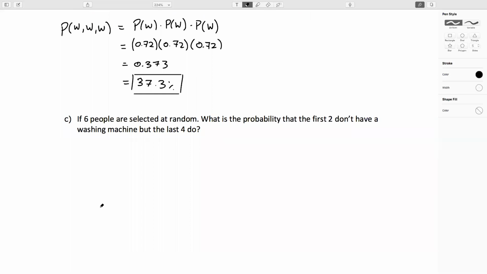If 6 people are selected at random, what's the probability the first 2 don't have a washing machine, but the last 4 do? Well, what we're looking for is the probability of, I guess I'll call it NW for no washing machine. So no washing machine for the first person, no washing machine for the second person, but then the last 4 do. This will be given by the probability of no washing machine for the first person times the probability of no washing machine for the second person times the probability of a washing machine for the last 4.